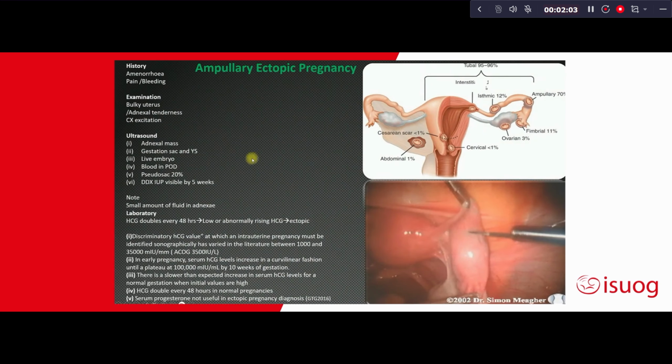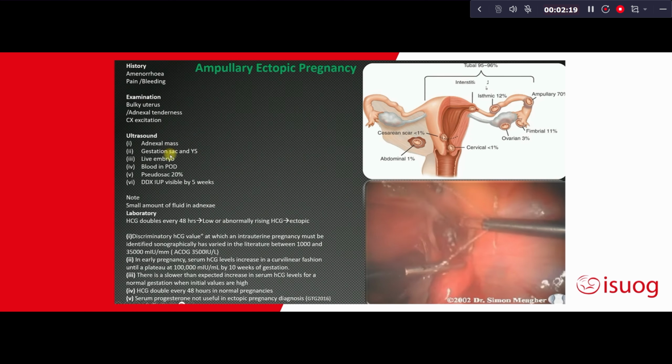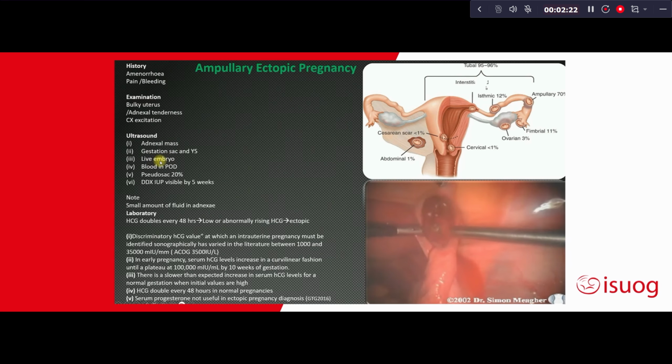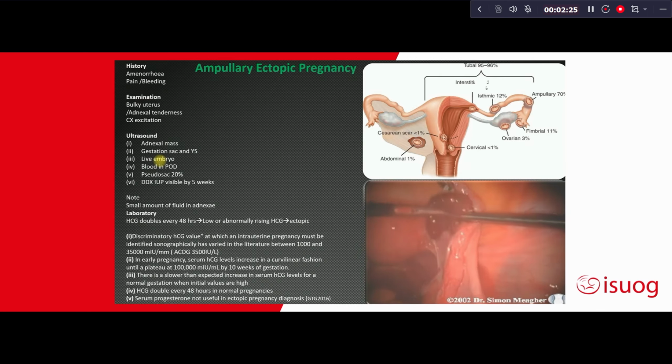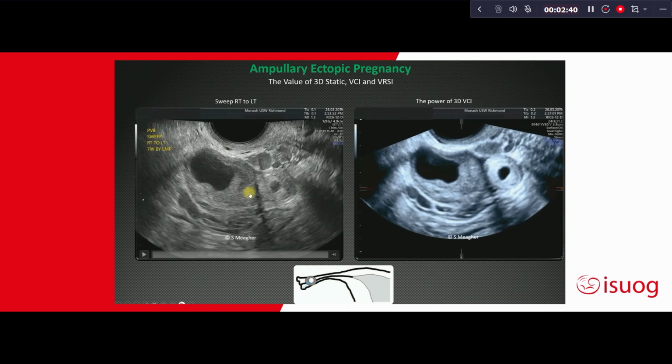These represent about 80% of ectopic pregnancies in the fallopian tube, the most common site. We frequently have a history of pain, bleeding, and amenorrhea. On ultrasound, we look for the findings of an adnexal mass and gestation sac, and about 10 to 15% of them will have a live embryo necessitating surgical intervention, so it is very important to determine whether there is heart motion present. Then look for blood in the pouch of Douglas, which doesn't always necessarily mean that there's rupture. It may be leakage from the fimbrial end of the fallopian tube. So let's go through these.